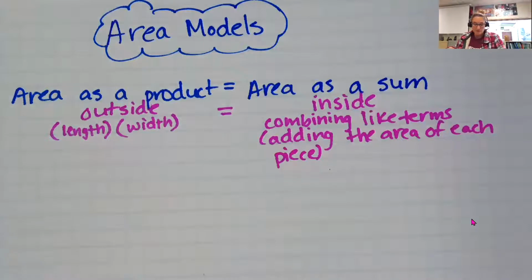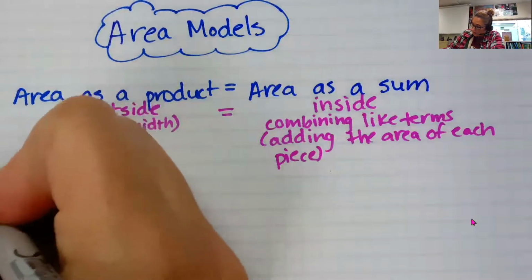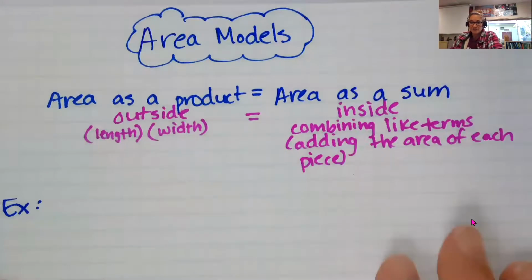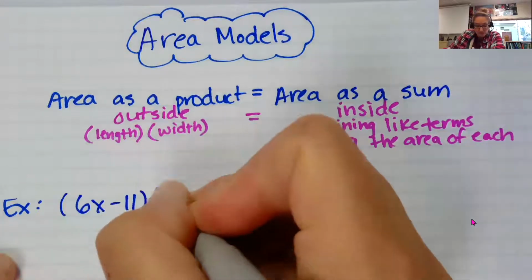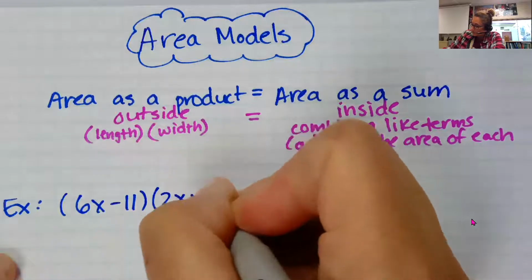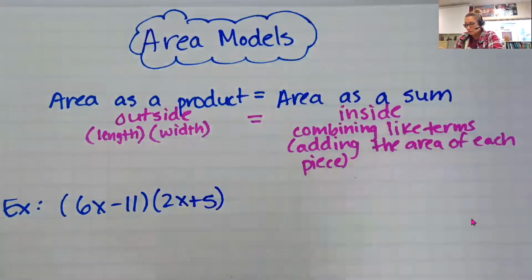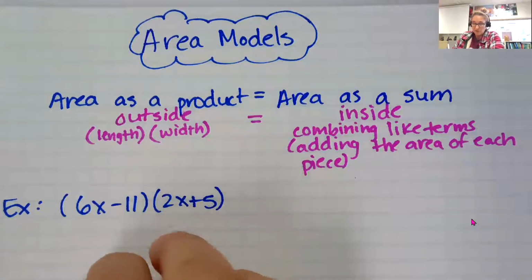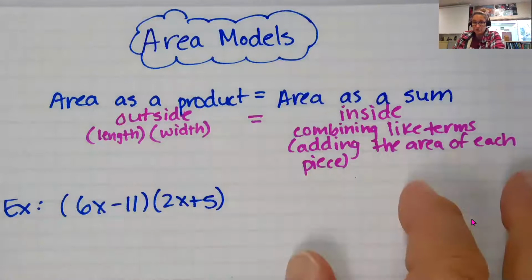Now, let's go through 3 examples. Okay. So what they're going to be giving us is problems where they are giving us the outside, and they're going to say, okay, 6x minus 11, parenthesis 2x plus 5. They're giving us the area as a product, and they want us to find the area as a sum. Down the road, eventually the directions are going to be multiply. Okay, but right now they're going to say, hey, make a rectangle, an area model, and find the area as a sum. So we need to figure out how to draw this rectangle.